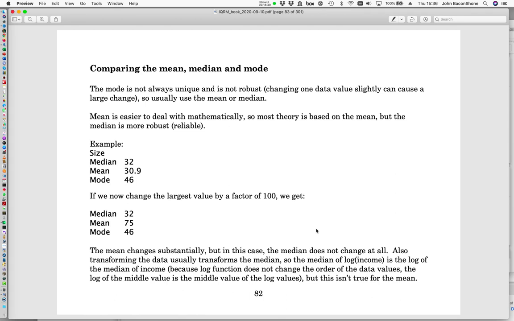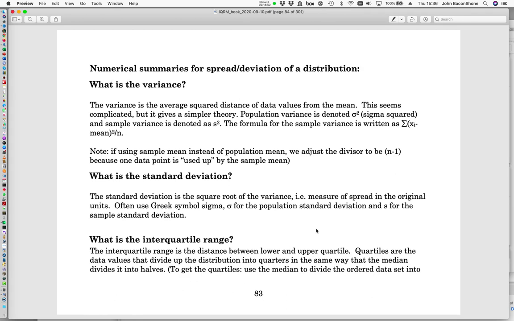Okay? So, we will talk a little bit more about why we want to use the mean later on, as you will see when we come to statistical tests. So now we're going to look at numerical summaries for the spread or deviation of a distribution. So first of all, we need to introduce the variance. So the variance is the average square distance of the data values from the mean. So this seems more complicated, but gives a simpler theory.